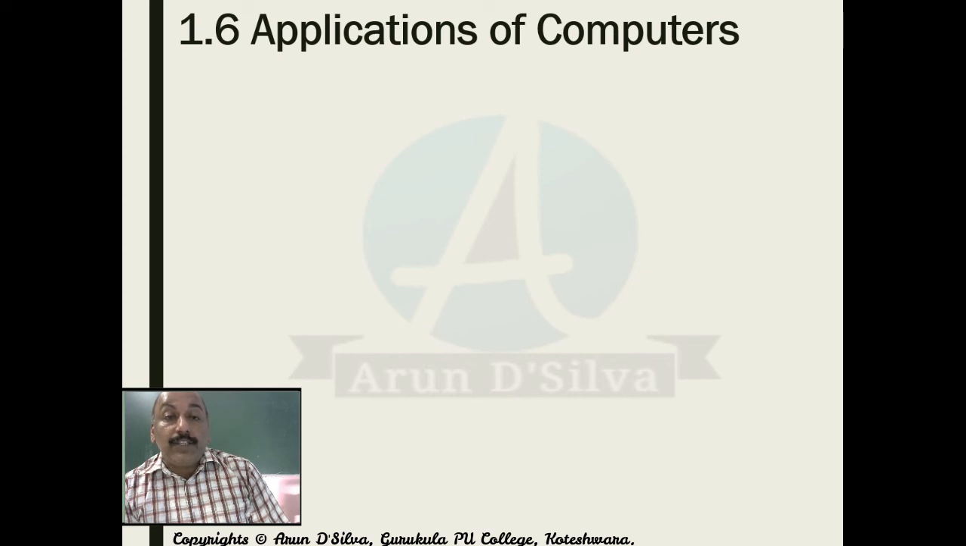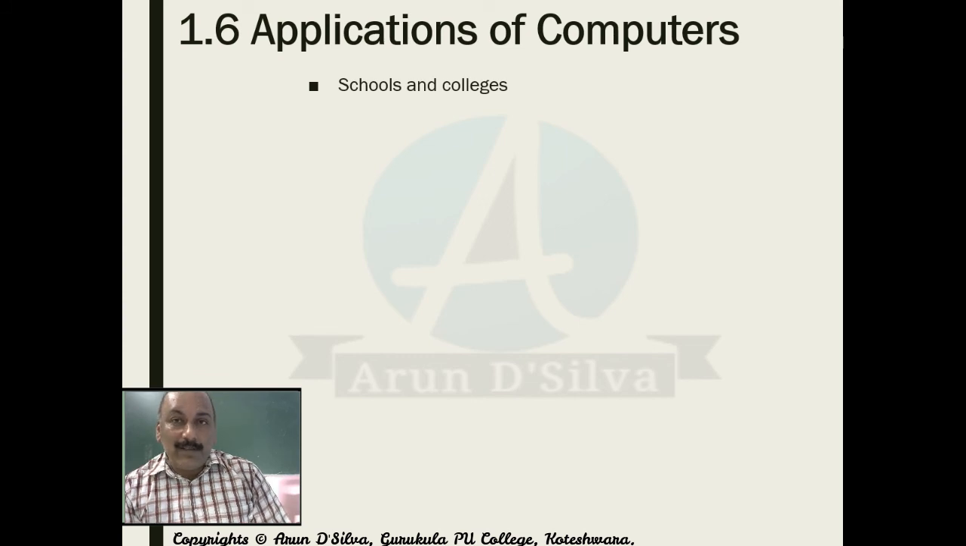What are the different applications of computers? When the word application comes, it gives us an idea where these computers will be used, for what purpose they will be used. That is what application means, where it is implemented. So I'm giving points wise so that you will get an idea. Computers are used in schools and colleges. Of course, today every school and college has implemented education software.